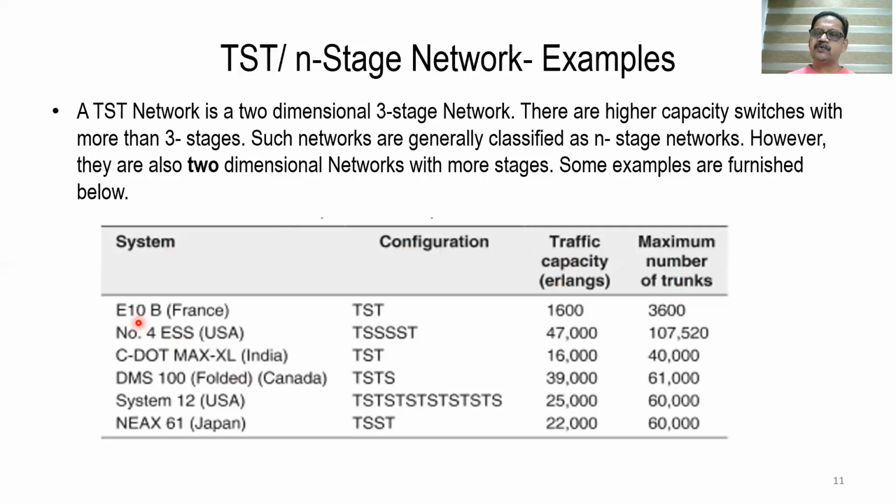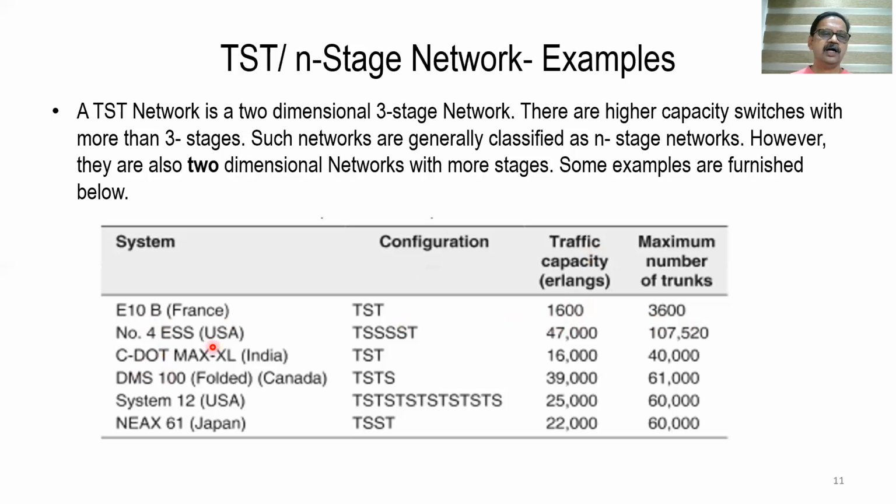There is one exchange known as E10B developed in France. It follows TST configuration. Its traffic handling capacity is 1600 Erlangs. It can handle up to 3600 trunks. Number of trunks it can handle is 3600.